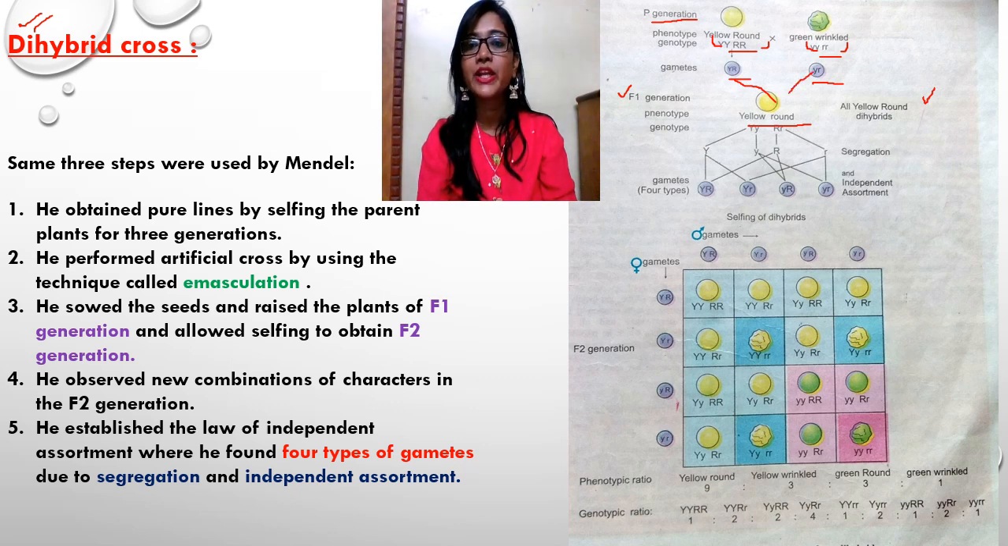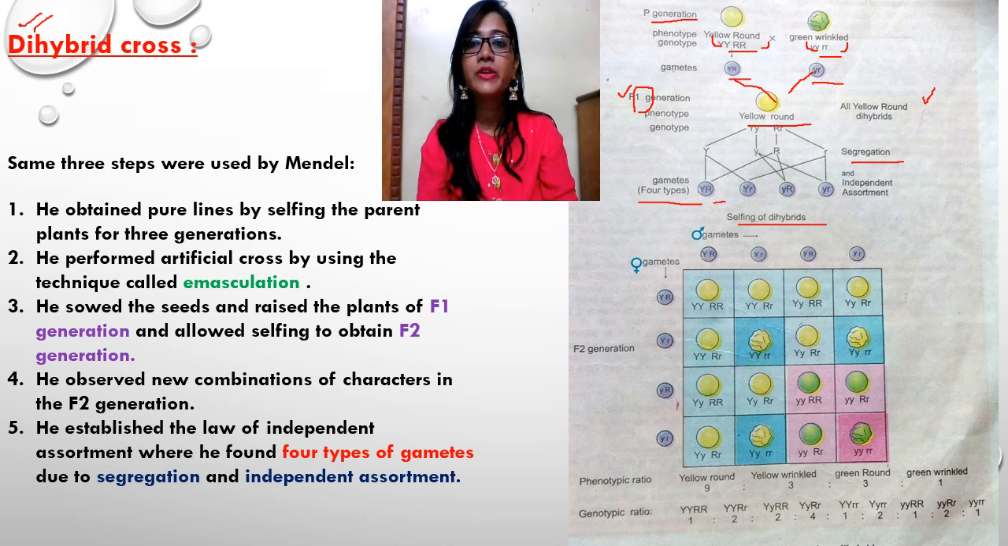So when there is separation of the gametes, when the selfing of the F1 was done, what did Mendel do in his next step? He self crossed the same plants of the F1 generation. When selfing was done, he got four types of gametes. The gametes got segregated, they got separated: capital Y, capital R.